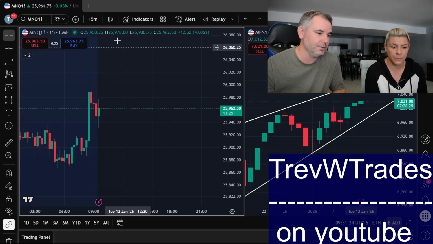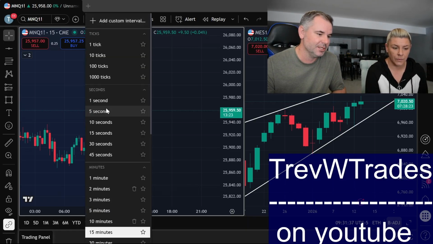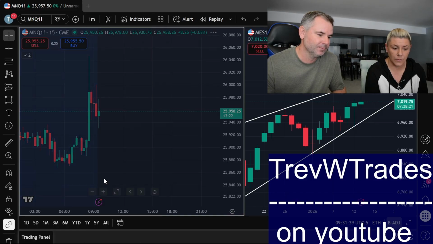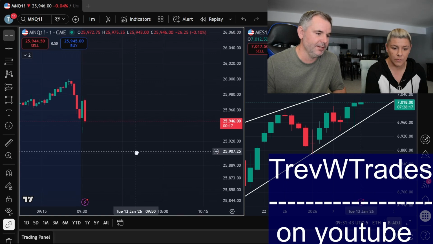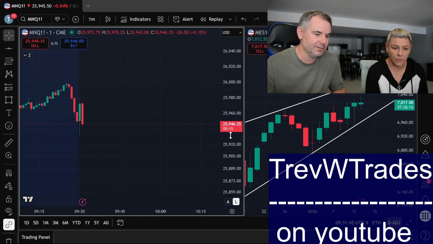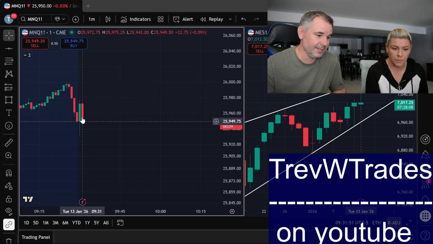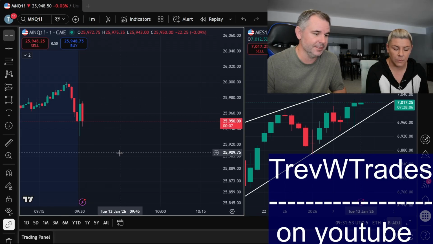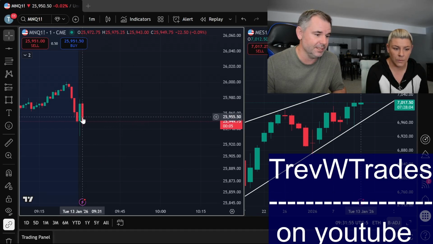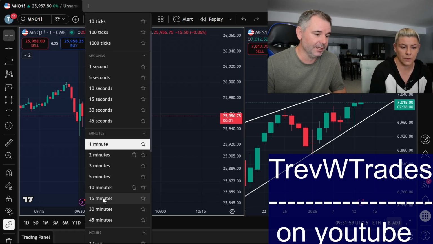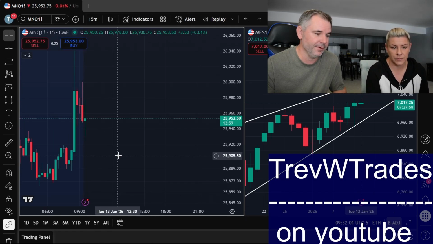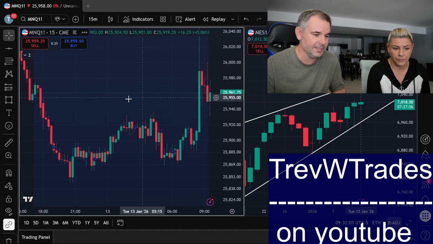If you zoom in, these are the different time frames. Right now, every candle represents 1 minute of time. So you see the counter right here is counting down. Once it gets to 0, it starts a new candle, and that's one candle for 1 minute. But I like to go to the 15-minute time frame. Let's go back to yesterday.